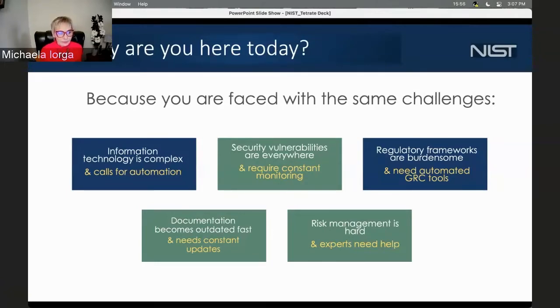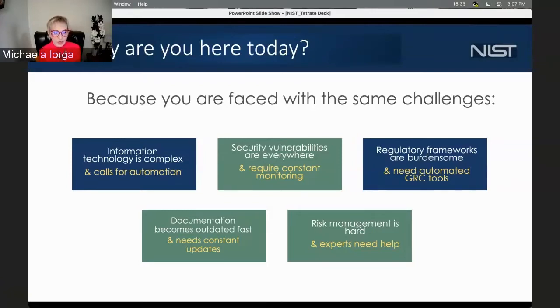So, why are we here today? It's because we're all faced with the same challenges. The information technology is complex. What are you looking for? What are you trying to do? Automation. Security vulnerabilities are everywhere. What do we need to do? Constant monitoring.